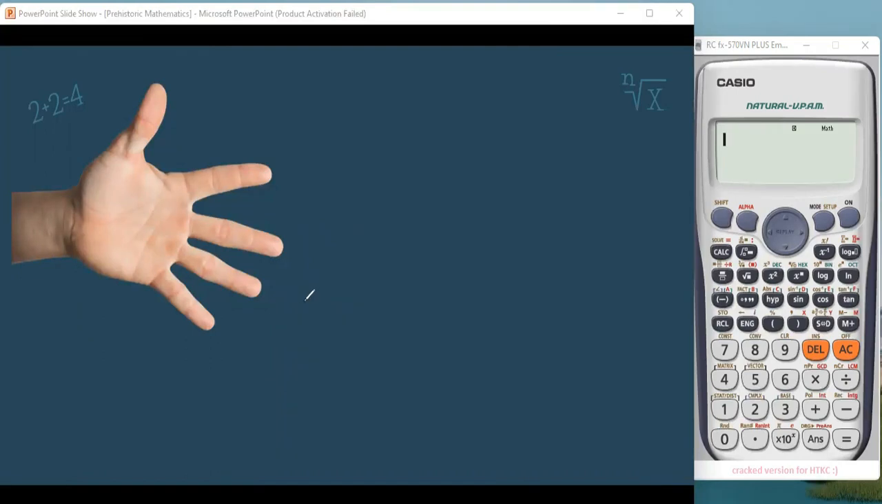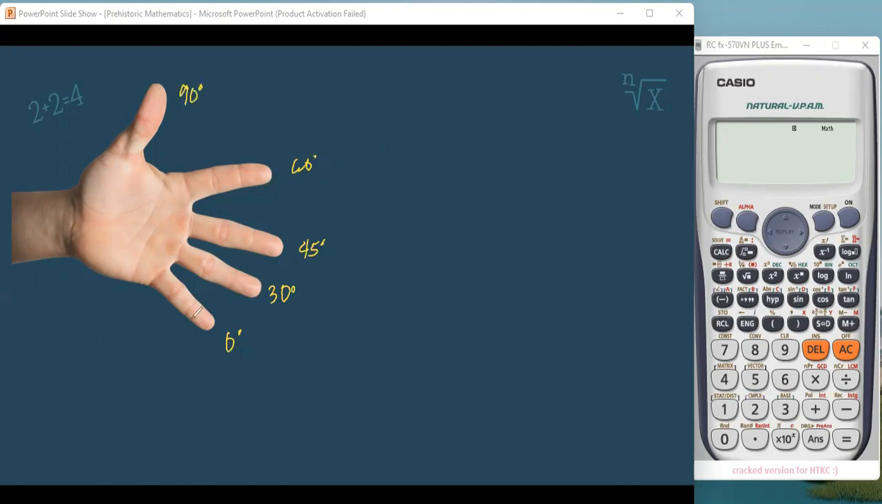But first, let's assign values for each finger. Let's assign 0 degrees for the little finger. We have 30 degrees for our ring finger, middle finger 45 degrees. Our forefinger, we have 60 degrees. And this one, our thumb, will have 90 degrees.